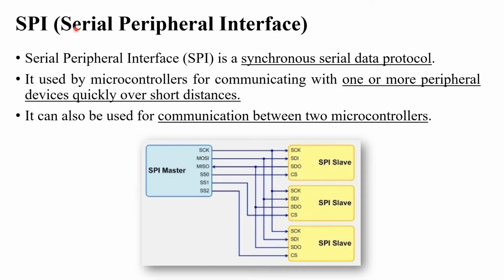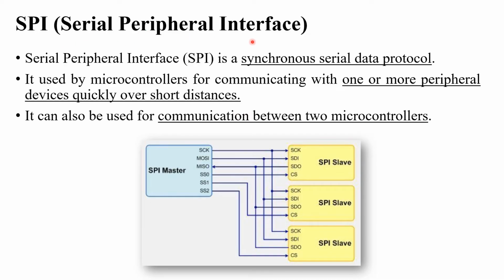Now the first point is SPI. What is SPI? SPI is serial peripheral interface. This is one kind of synchronous communication protocol. We already discussed in detail SPI in our last session: what is SPI, working of SPI, its functions, features, advantages, disadvantages, each and everything. I have mentioned the link of those videos in the description box below. So here in this session I am giving you just an overview regarding SPI.